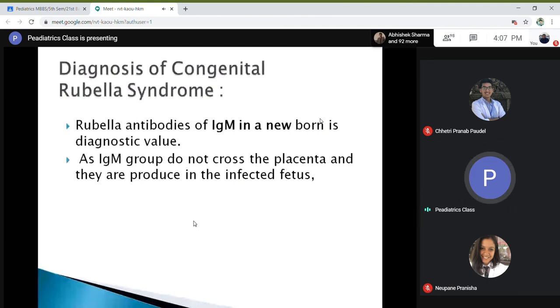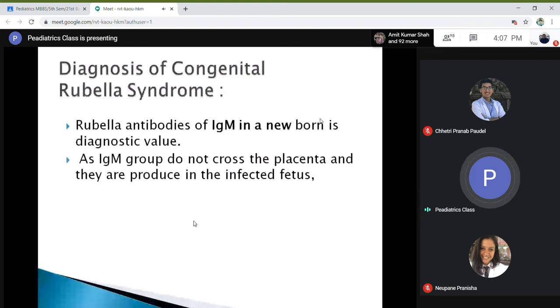Serological tests. Send rubella antibodies, not IgG, but IgM. We need IgM in a newborn. The newborn baby produces IgM specific to rubella. This is the diagnosis, not the IgG, because IgG passes from your mother through the placenta to the baby. It could be the mother's, so we don't consider it as positive.